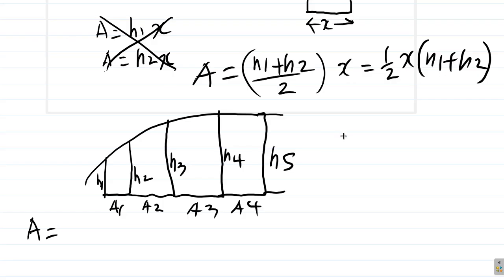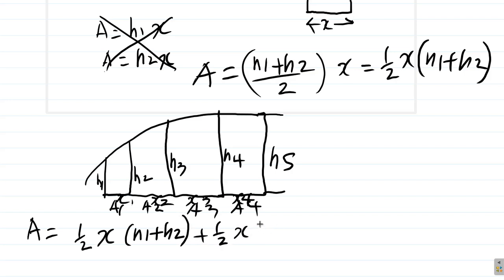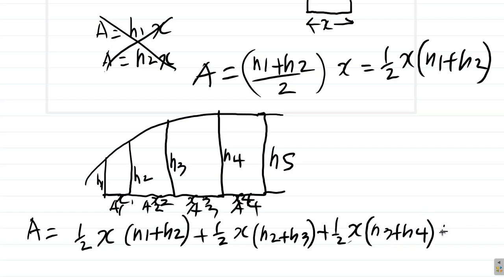So here now, the area of 1. Remember, all of these have the same width X. So what we have is X throughout, the same X. The first is half X times H1 plus H2, plus half X times H2 plus H3 for the second, plus half X times H3 plus H4 for the third.